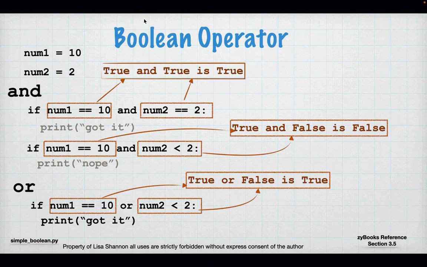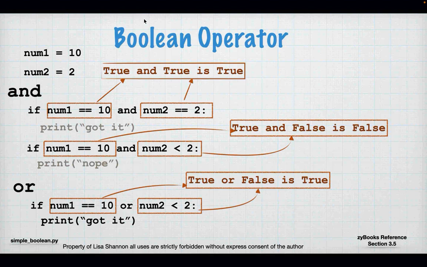So and, or are Boolean operators. And is you're adding things together. Or is you're not. You're looking at them individually. So how does this work? If you have an and in between two statements, both statements must evaluate to true for the entire statement to evaluate to true. If you have an or in between two statements, one of the statements has to evaluate to true for the whole thing to evaluate to true.